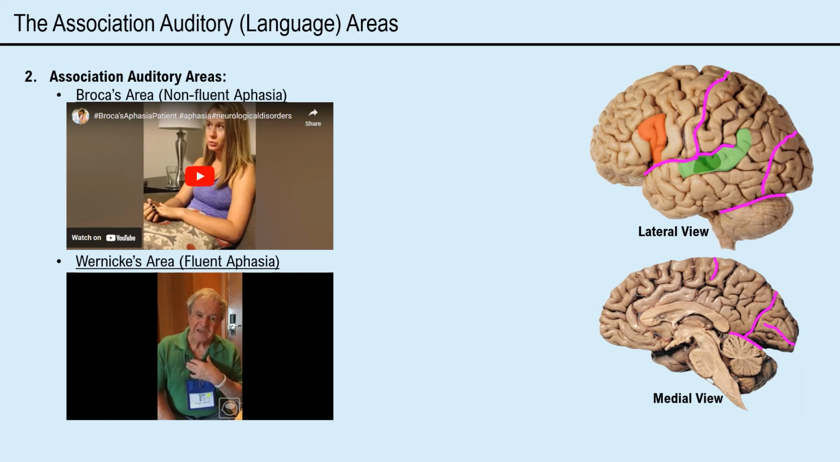To help you remember the difference between Broca's aphasia and Wernicke's aphasia, it can be useful to think that Broca's aphasia results in broken speech, and Wernicke's aphasia results in weird words. Those phrases should be avoided when communicating with patients.